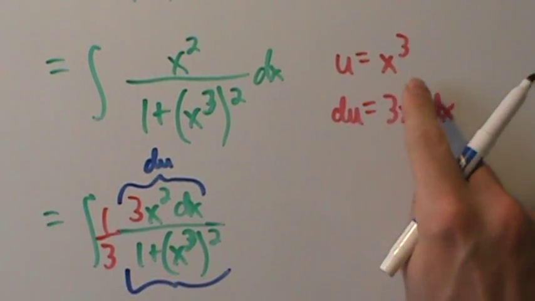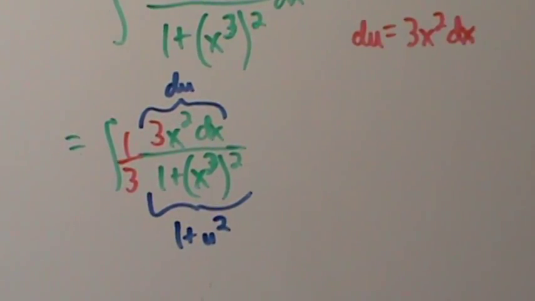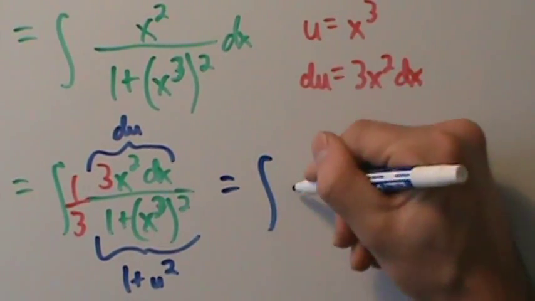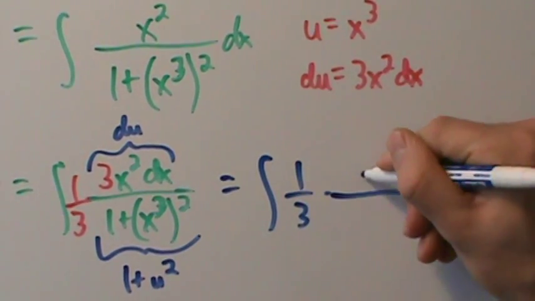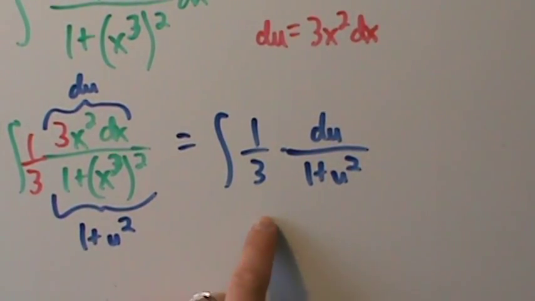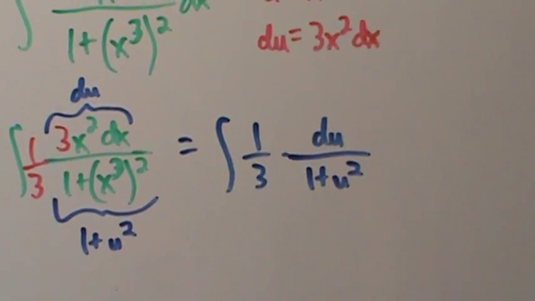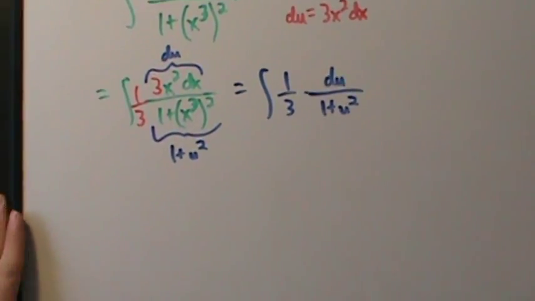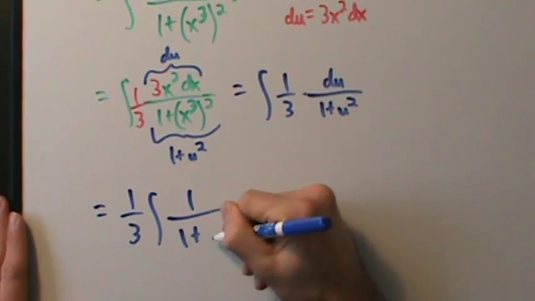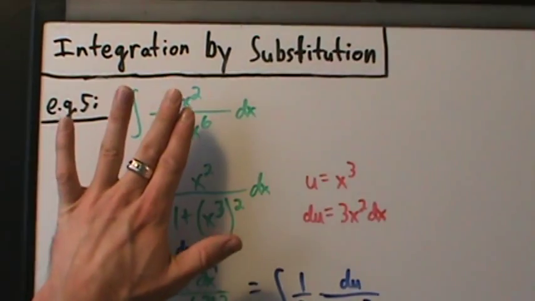And then what about this here? Well, if u is x cubed, then this is just 1 plus u squared, right? So then what does the integral become? Now the integral becomes the integral of 1/3 times du on top and 1 plus u squared on the bottom, right? Now 1/3 is a constant multiple being multiplied by everything, so we can just pull out the 1/3. So this is going to be 1/3 times the integral of 1 over 1 plus u squared du. So this is much better, right? I mean, this isn't really too complicated.